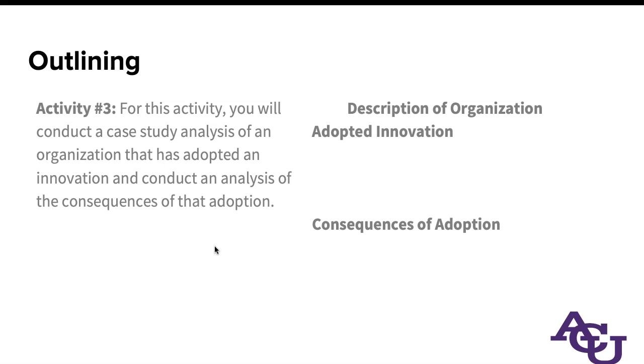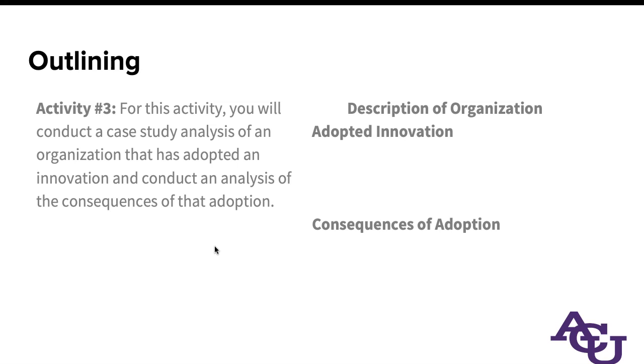So from this instruction, the very first line, you will conduct a case study analysis of an organization that has adopted an innovation and conduct an analysis of the consequences of that adoption. That immediately tells me that we're going to have some headings here. The first one is, we're going to need to describe the organization, so put in a heading for that. Whether you call it description of organization or you have the name of the organization or something like that, the point is to make clear we're talking about the organization.